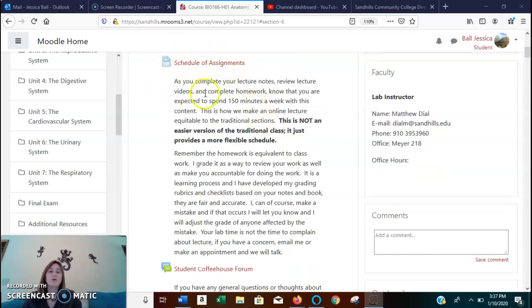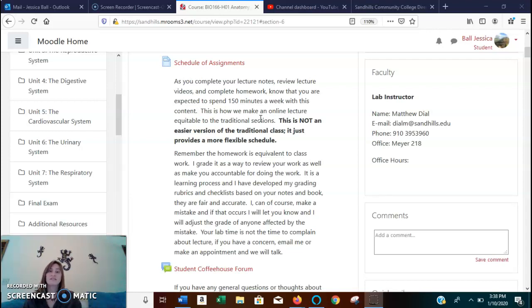This is the most important thing you could have printed out. So please print this out and have it in the area that you are going to study this semester. You're expected to spend at least 150 minutes a week studying for this class, so please be sure to take that time. Online class isn't easier than traditional.